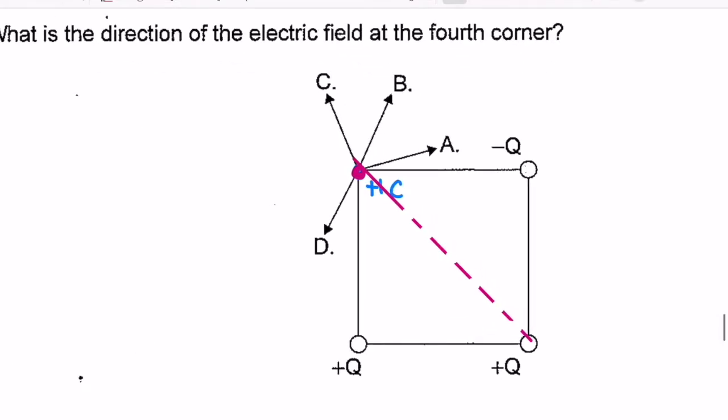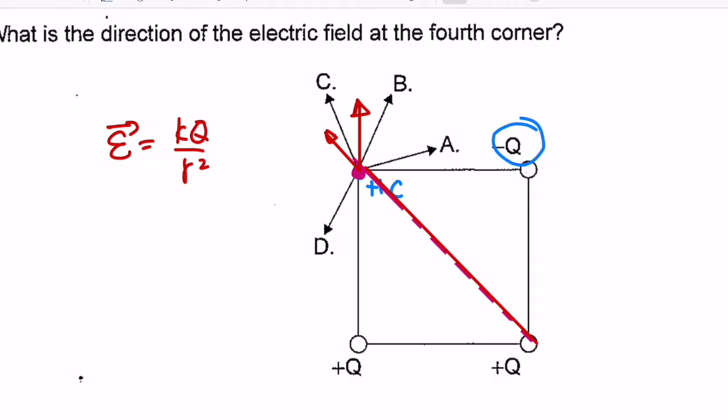First thing is that this Q charge will push this positive 1 coulomb charge away. This positive Q coulomb charge also will push this one away, but not as strong. Why? Because electric field strength is kQ over r squared. In this example, this distance is further, the hypotenuse, so the force is smaller. Now this negative Q charge will pull it closer, right? So there are three forces.